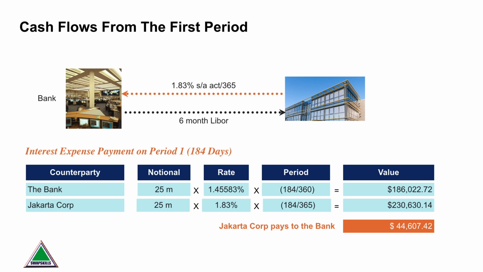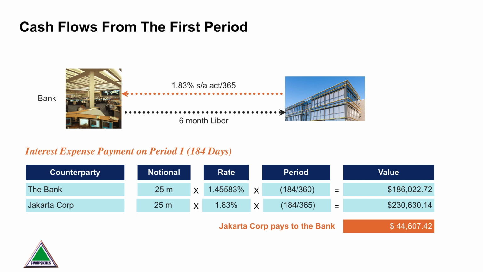Now, what I did is I looked at the actual number of days between the start date and 6 months from then and made sure it landed on a good business day, in other words, not a weekend for that jurisdiction. And in cash terms, the floating leg is $186,022.72, and the payment on the fixed leg is $230,630.14. Now there's a net difference here of $44,607.42.